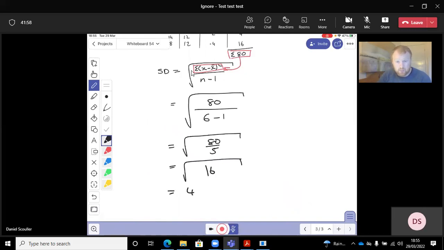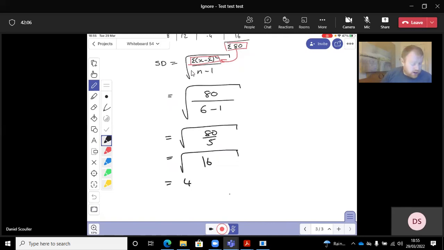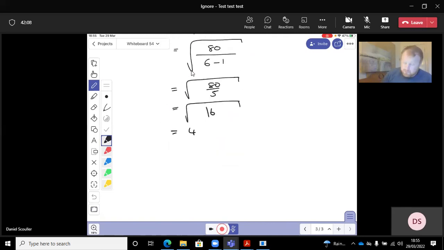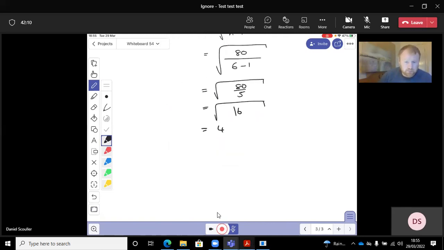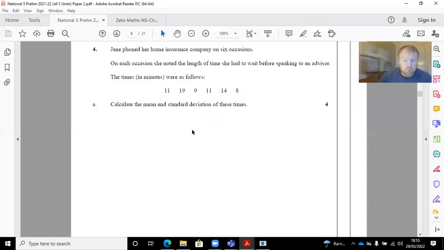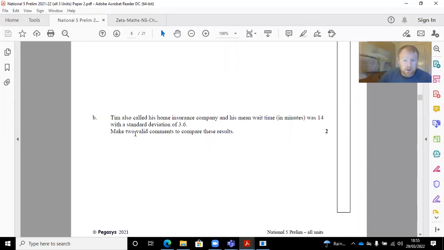So that 80 just goes right in where it says sum of. So that higher number, so in part B, let's go to part B. In part B, it said make 2 valid comments. So if the number for the standard deviation is higher than that, then it's more variable.